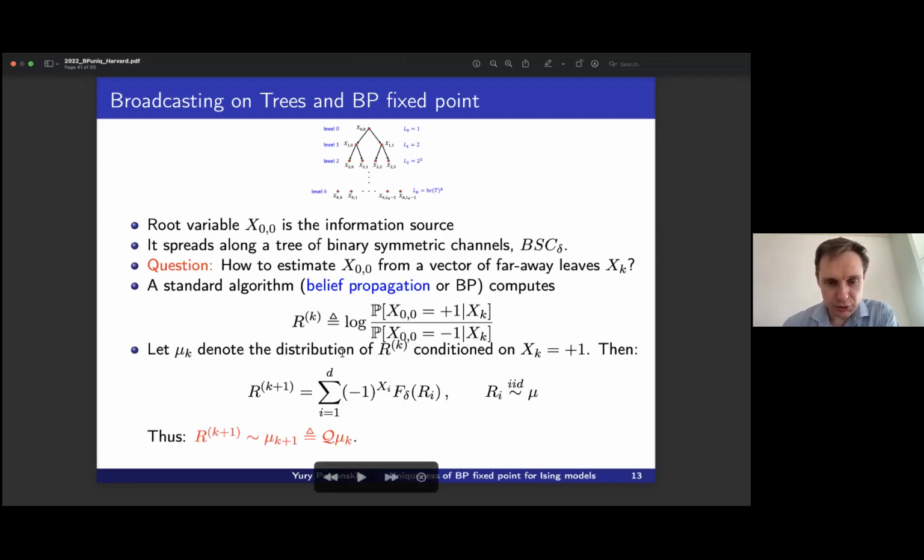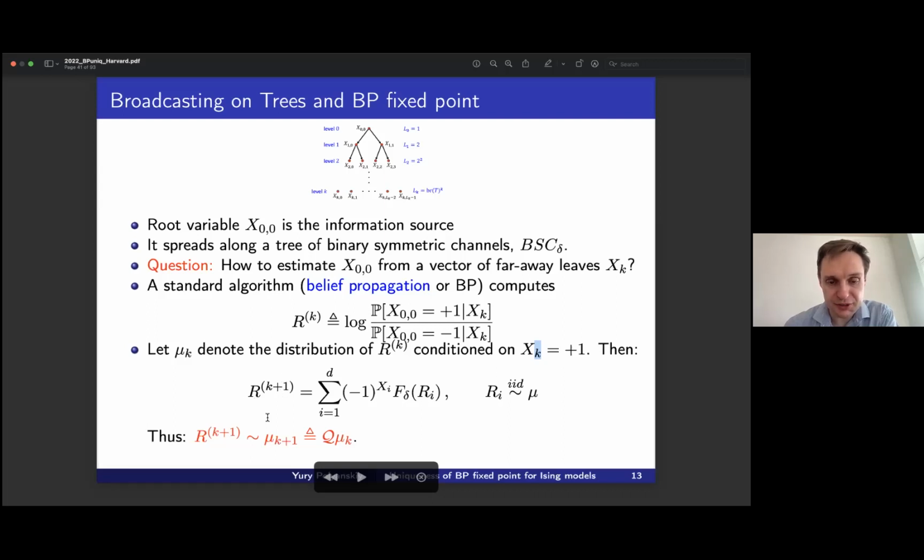Now let me denote by mu sub k the distribution of r of k, conditioned on the root being +1. This is again a typo, and I apologize for it. So we condition on the root being +1, and this gives this random variable a certain law, which we call mu k.